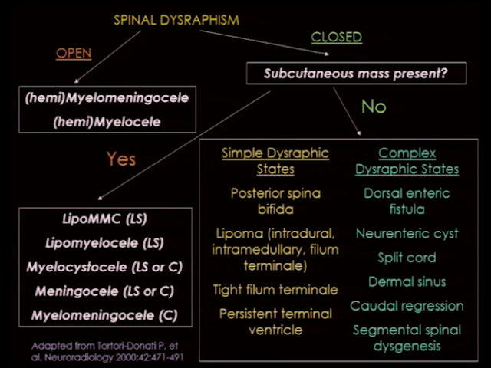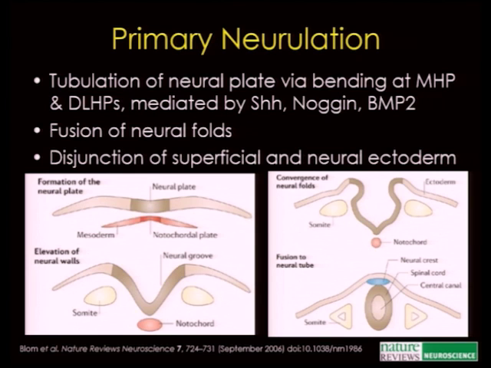For those who are interested in talking about the myelomeningocele, the trial, the post-trial results for in utero repair of myelomeningocele, I'd be happy to talk to you about it ad nauseum at the break, but we're not going to focus on that today. But when we talk about the process of primary neurulation, as I mentioned, this involves the tubulation of the neural plate.